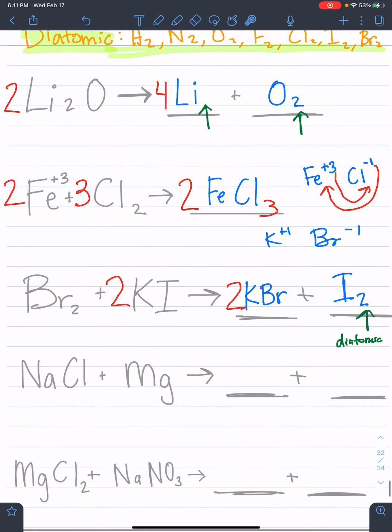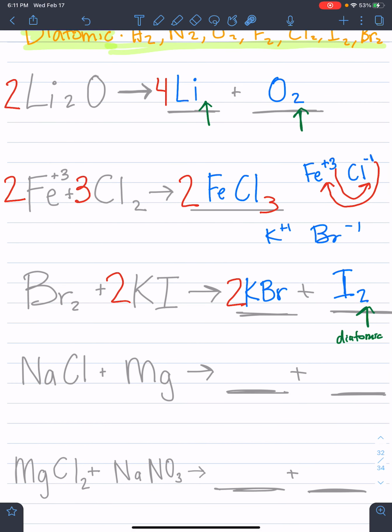So now let's look at this next one down here. It's similar to the top one, but a little bit different. So you have NaCl and you have Mg. So the Mg is by itself, so it's going to go kick one of these things out. So you have to decide if it's the Na or if it's the Cl. So the Mg is most similar to the Na. They're both metals. The Cl is a nonmetal.